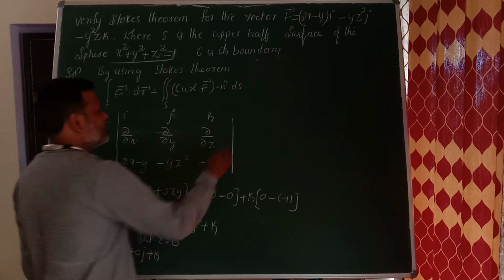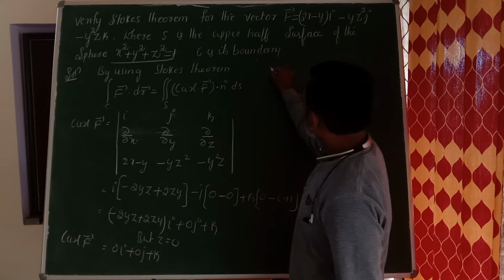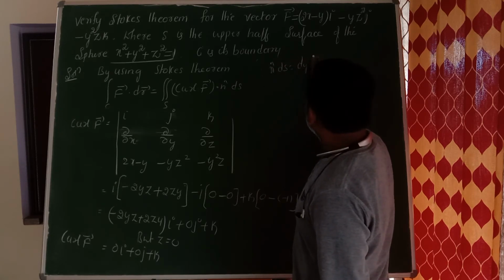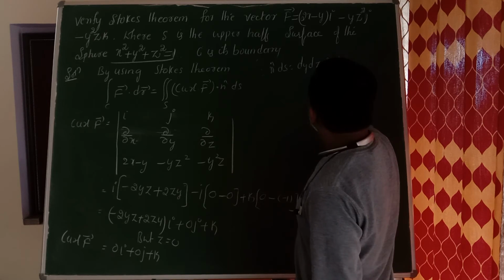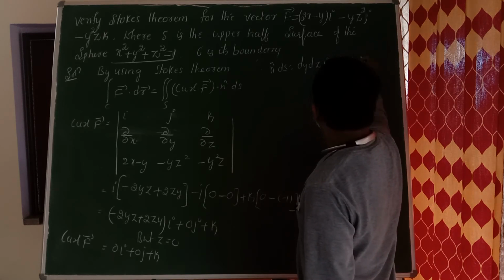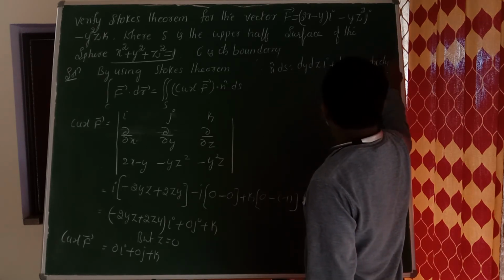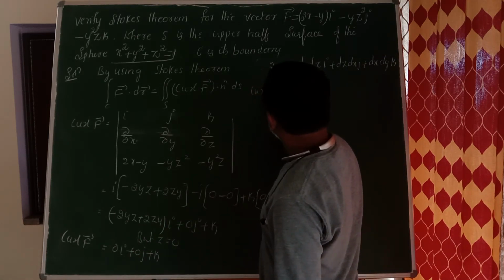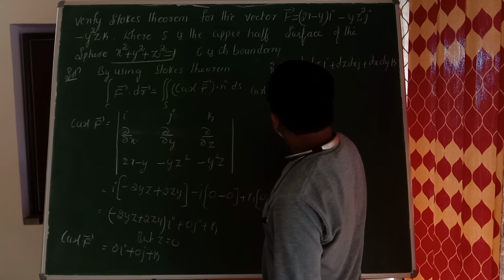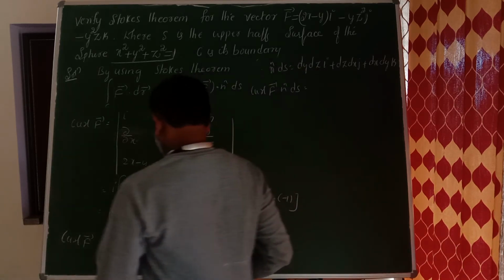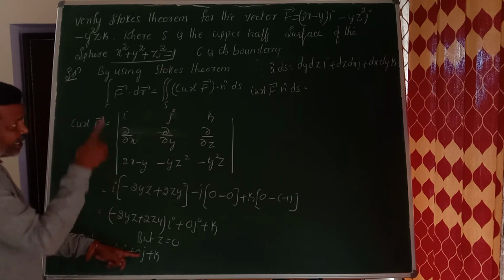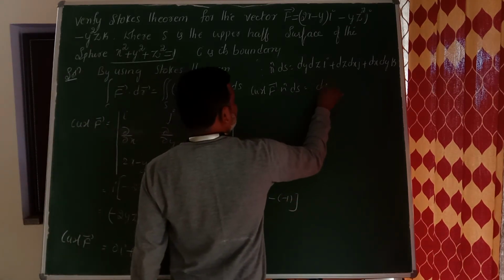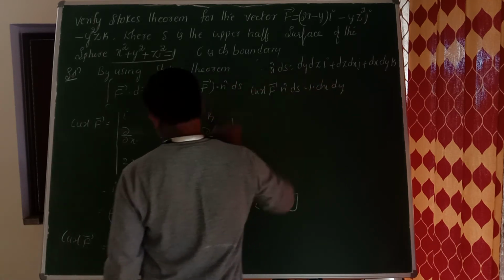But how to take this one, sir? So now n cap dot dS. As you know that n cap dS is nothing but dy dz i plus dz dx j plus dx dy k. Okay, am I right? So now just dot product this. So curl F dot n cap dS. What happens here? Dot product, i component is 0, 0 into that, 0 into that. k is remaining, k dot k is 1. What's remaining is dx into dy, nothing but 1 into dx into dy.